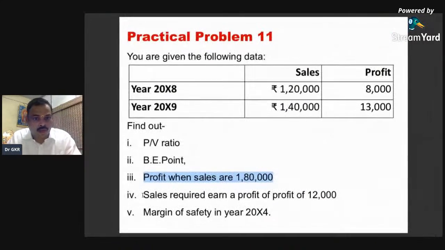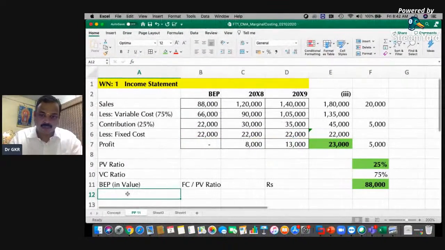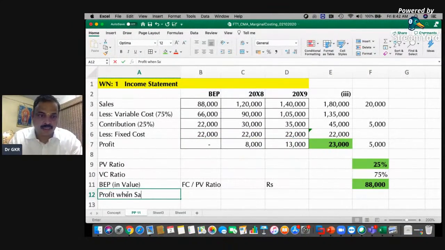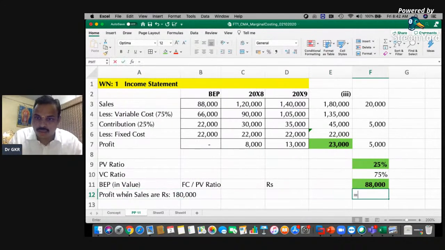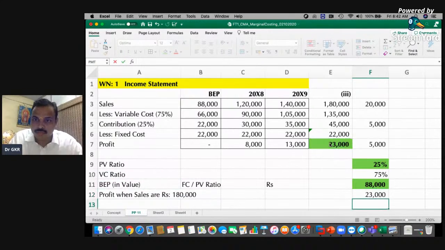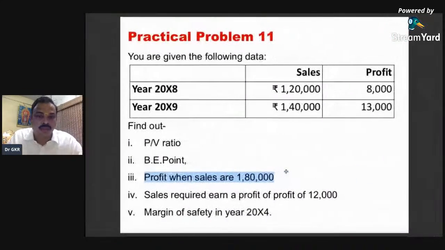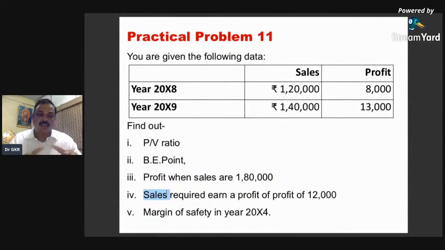So what is your question? Profit when sales are rupees 1,80,000. So what is it? It is 23,000. So you have to answer that itself. What is the next? Sales. So now when sales is 180, what is your profit?